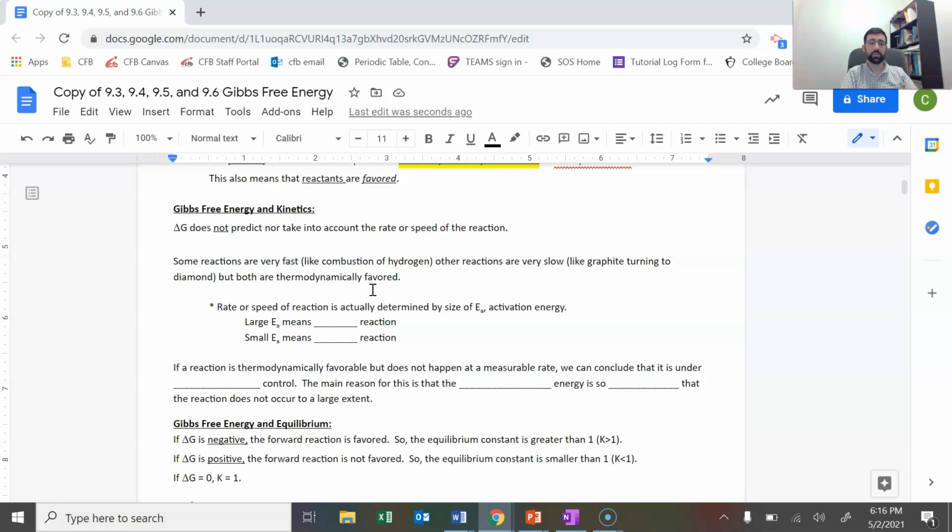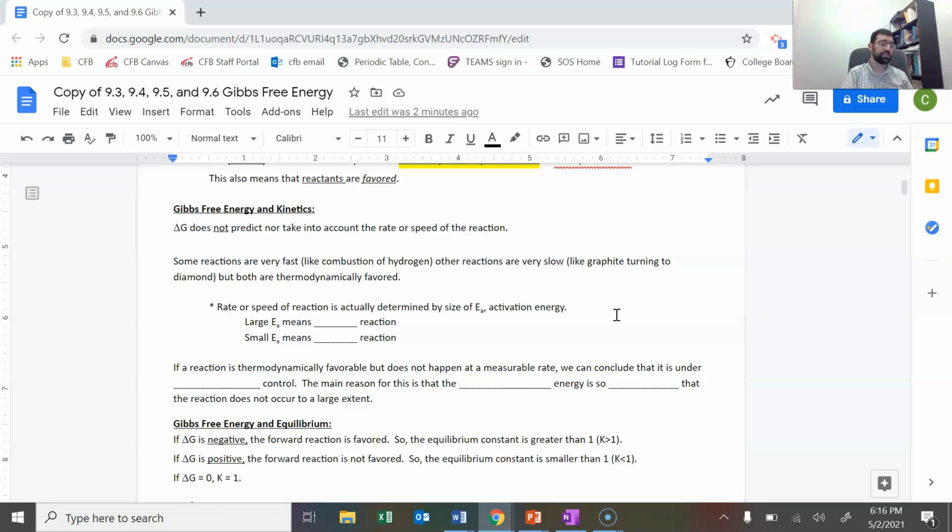But both of those are thermodynamically favored. Now that seems kind of crazy. Graphite just turning into diamond, that just doesn't seem to happen, right? Well, the rate or speed of the reaction is actually determined by the size of the activation energy.